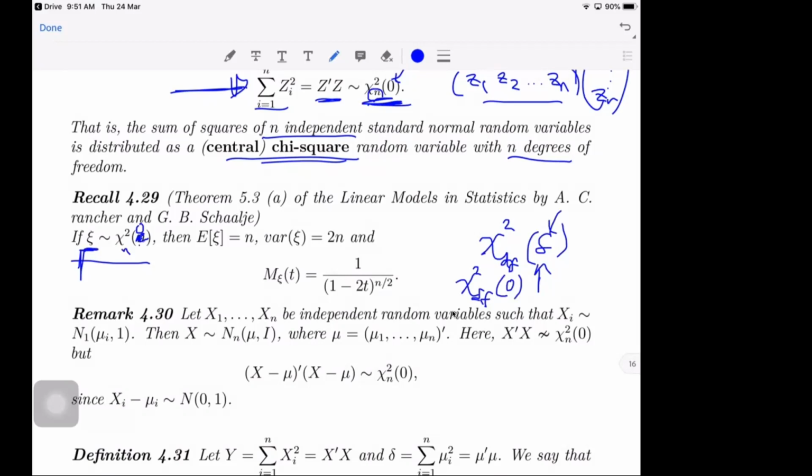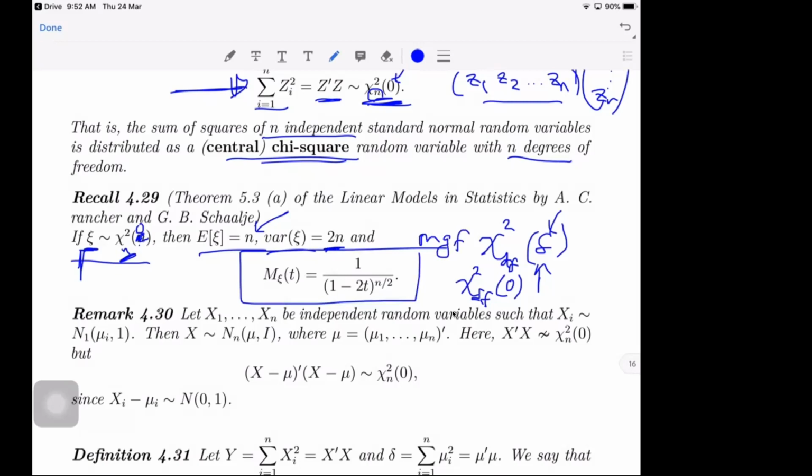So if it is central with n degrees of freedom, then the expected value of your random variable which is chi-square distributed, is equal to the degrees of freedom. And the variance of your chi-square distributed random variable will be twice the degrees of freedom. So ang expected value sa chi-square distributed na random variable is equal to its degrees of freedom, and the variance is equal to twice the degrees of freedom. And this is the unique moment generating function.